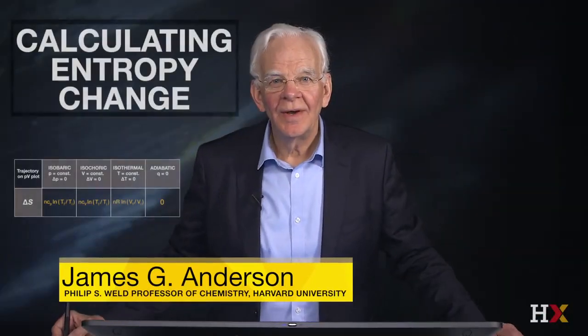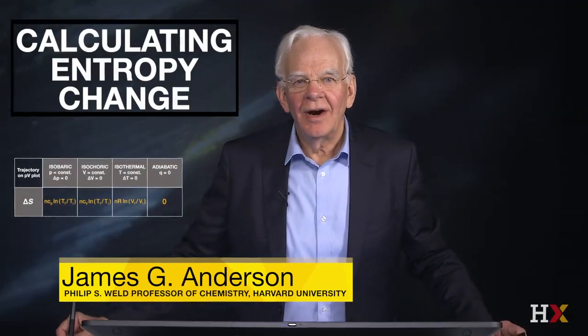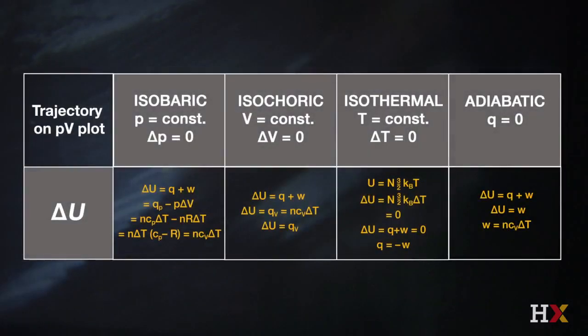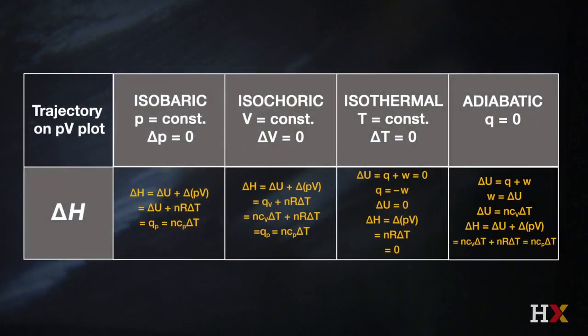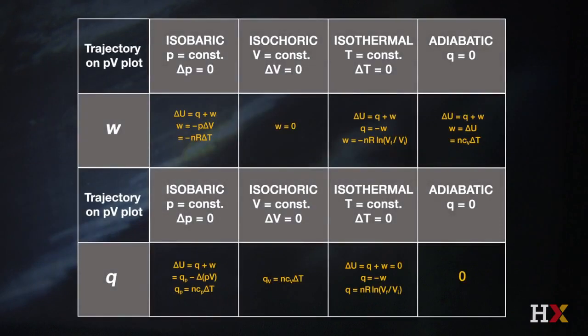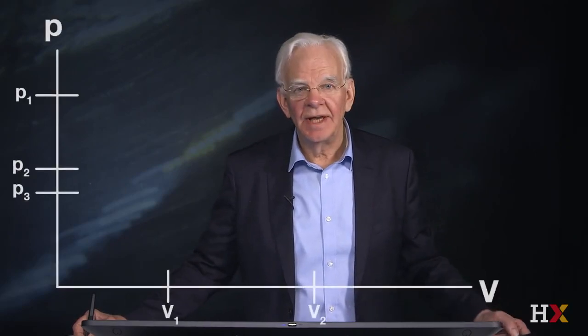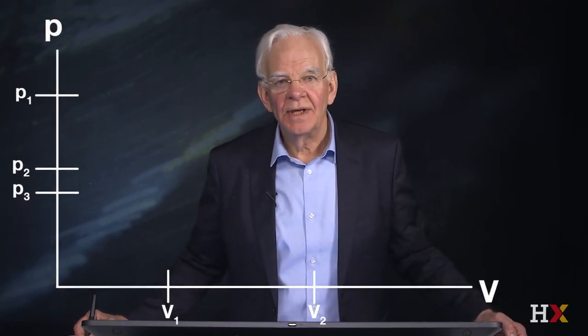So we turn now to completing our analysis of the relationship between the change in internal energy, delta U, the change in enthalpy, delta H, the work and the heat, by filling this matrix out that defines the change in entropy along each one of these trajectories. Because when we've done this, we have the complete thermodynamic analysis of the system. So let's move forward and calculate delta S for each of these trajectories.